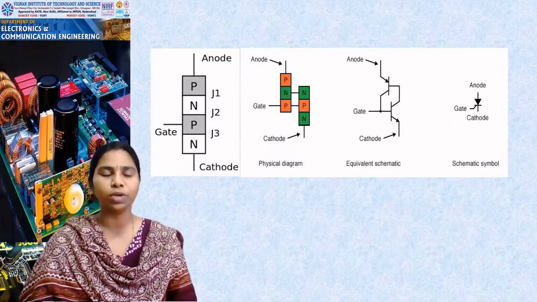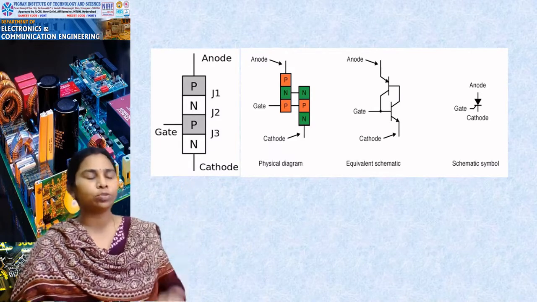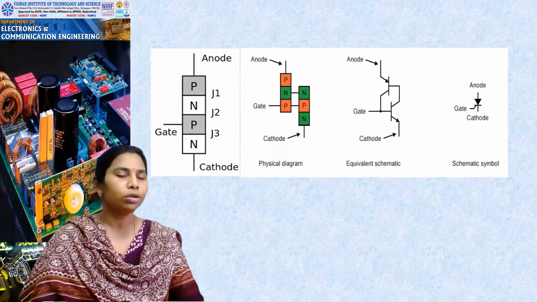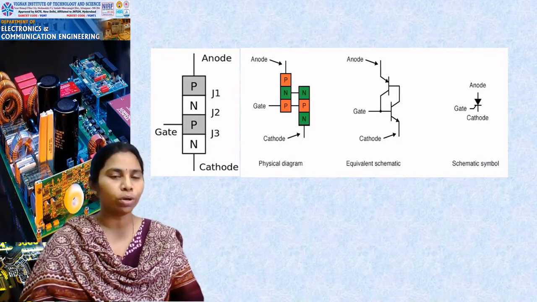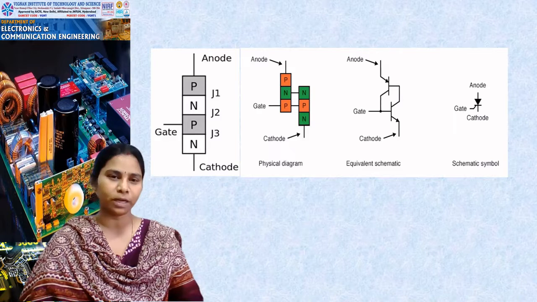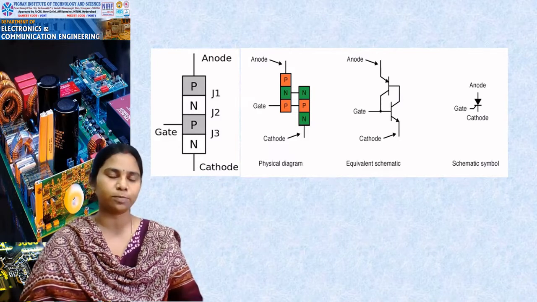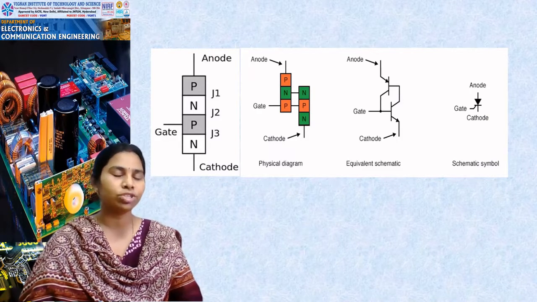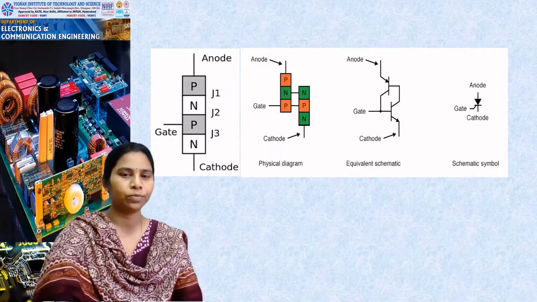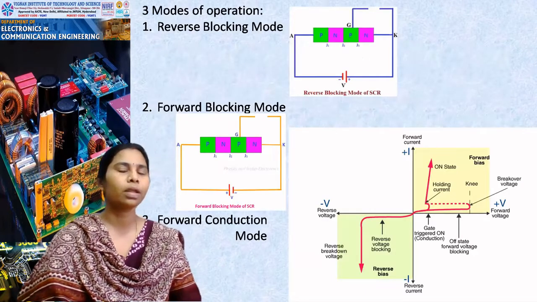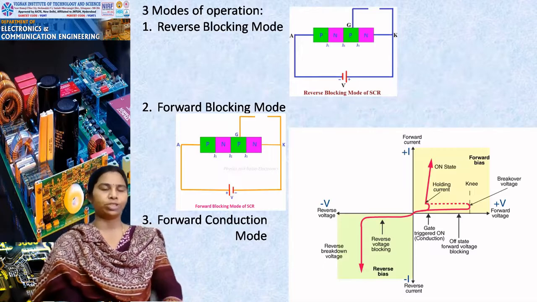What type of voltages can we bias with? Let the gate voltage be the control voltage. The other 2 terminals are anode and cathode. Let us apply a positive voltage to the anode terminal with respect to the cathode, and a negative voltage with respect to the cathode, and check how this SCR will operate. What happens at junction J1? What happens at junction J2? What happens at junction J3? Okay, let us see the modes of operation.